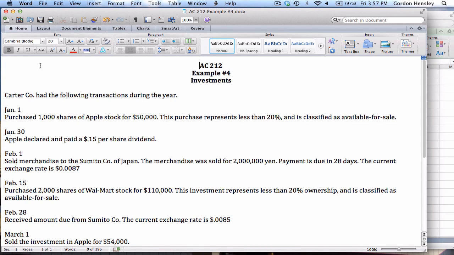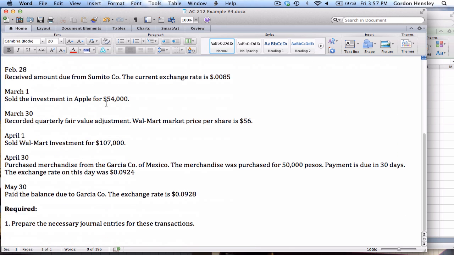This is a video demonstration on investments. In this video, I'm going to work the solution to example number 4. This example involves the Carter Company, and they had the following transactions during the year. If you look at the requirements, number 1 just simply says to prepare the necessary journal entries for these transactions.